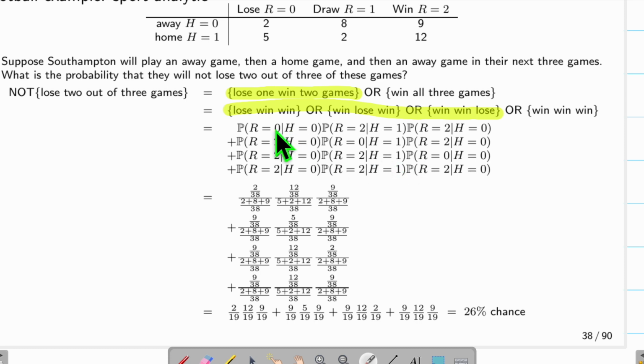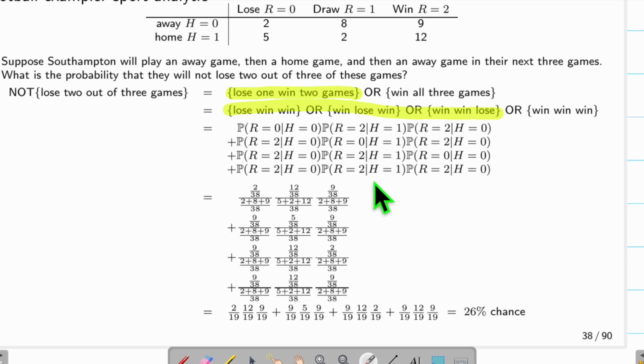So that means we need to compute the probability of lose, win, win. And then win, lose, win. And then win, win, lose. And lastly, win, win, win. And don't forget, the first game is played away, then home, then away. So away, home, away for each of these.